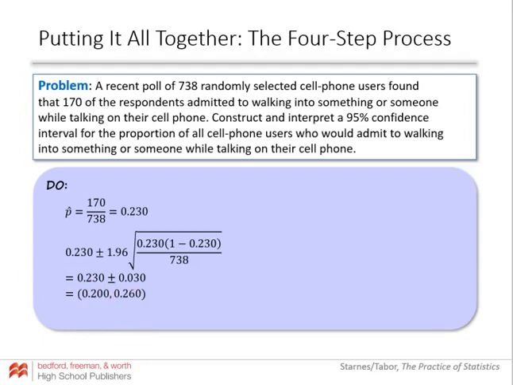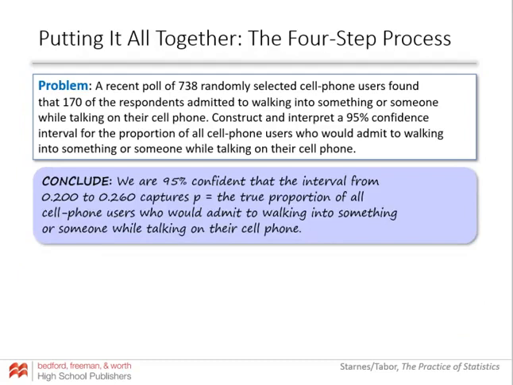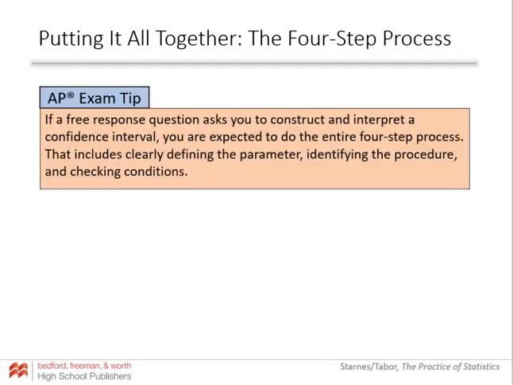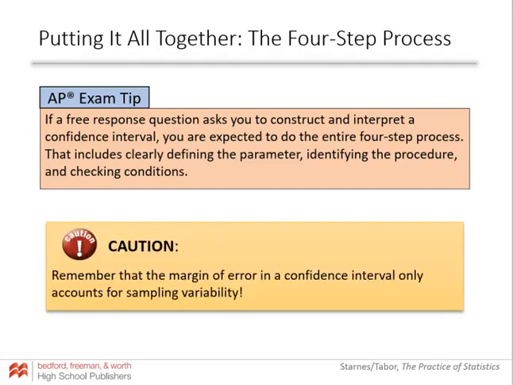And then the last step is conclude. And so in this case, our conclusion is just our interpretation with that interpretation sentence. Sometimes the conclude part might be a little bit different. They might ask you if we have convincing evidence for something, and that would go in your conclude step. Okay, so construct and interpret. We've got to do the whole thing, SPDC, to ensure that we get full credit on the AP exam.